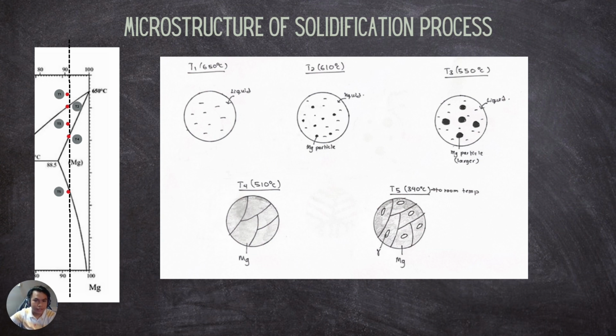At 610 degrees Celsius, the magnesium particle will start to grow, and upon cooling, the magnesium particle will become larger, and at 510 degrees Celsius, all the magnesium will start to form, and upon cooling, until temperature 340 degrees Celsius, the magnesium will start to grow completely, and the delta will start to grow inside the magnesium.